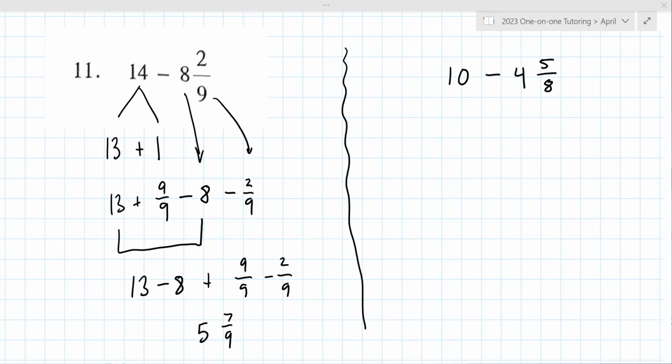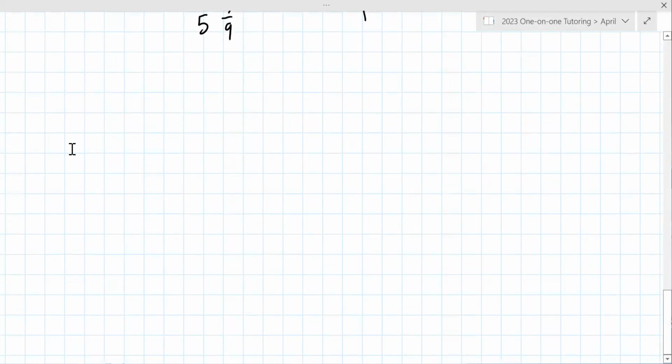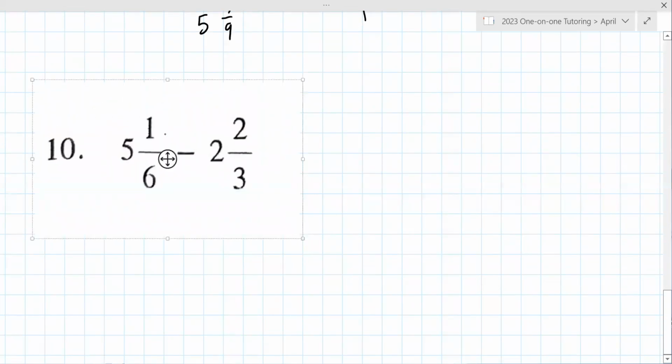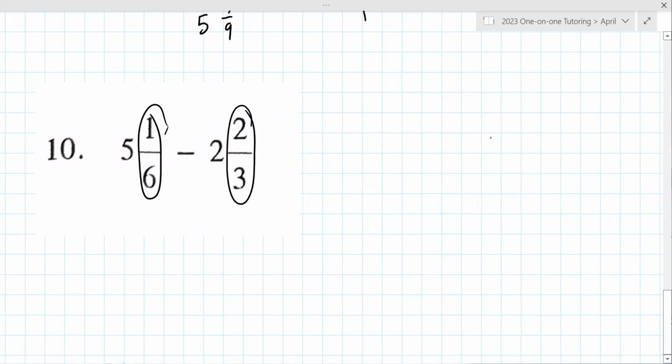All right. So for number 10, what's different about 10, I think this was one of the types we were looking at the other day, is you have to look and see how 1/6 compares to 2/3. Is 1/6 less than 2/3? We're looking at magnitude. Is 1/6 larger than 2/3? It is not larger. It's smaller.